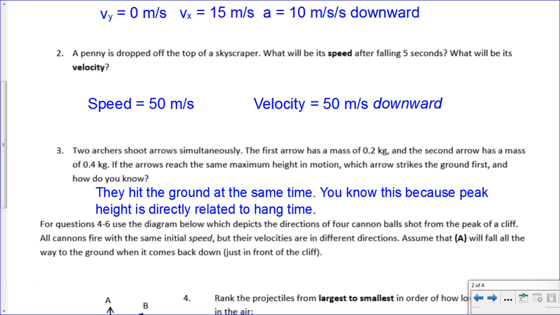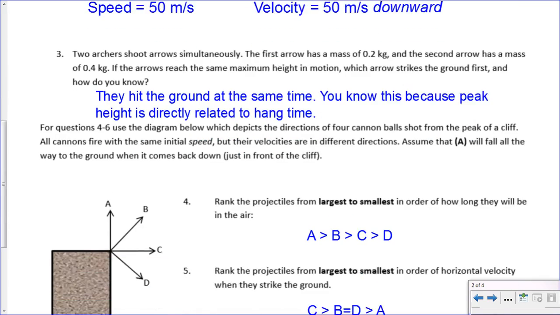So each second, an object is accelerating 10 meters per second. So each second it gets 10 meters per second faster going in the downward direction if it's starting from rest. What that means is that after 5 seconds, we'll have a speed of 50 meters per second. That's 10 meters per second times 5 seconds. All right, so the speed will be 50 meters per second. Velocity is speed and direction, so velocity is going to be 50 meters per second downward, because the velocity has to include that direction with it.